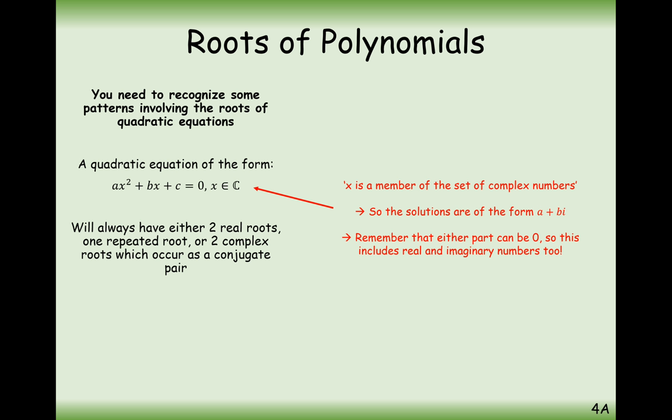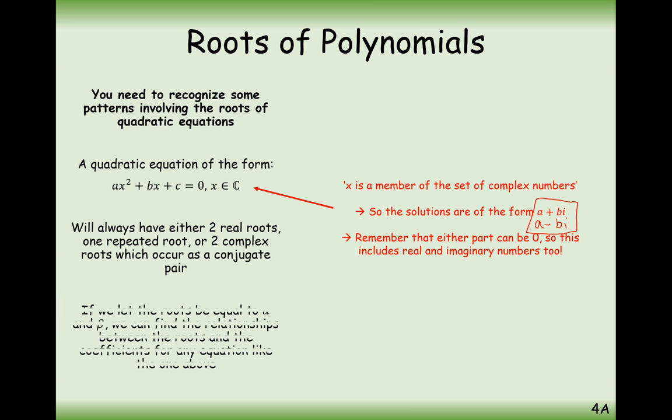And remember from the complex numbers chapter that if a solution is a plus bi and all of these coefficients here are real, then a minus bi must also be a root of that quadratic, okay? So that little nugget of information does come in handy in this module. Okay, so either we have two real roots or two complex roots forming a complex conjugate pair.